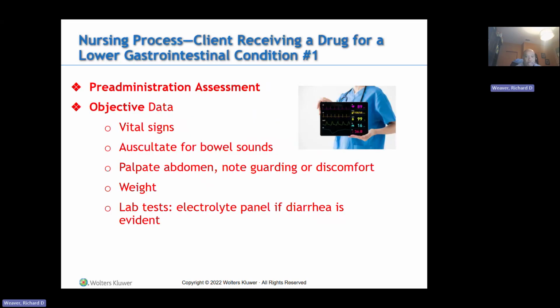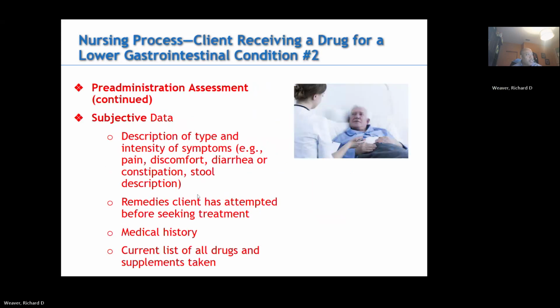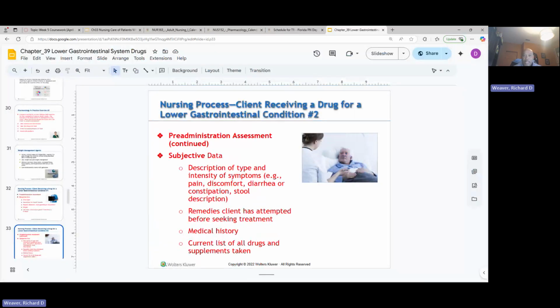Let me know if you guys are having any problems going through the nursing process and applying it to the medications. All right, I think that's about it. All right, folks, I appreciate your attention to this, and hopefully I have made this clear enough for you guys to understand. So let me go ahead and stop sharing, and I will get this out to you all as soon as possible. Thank you.